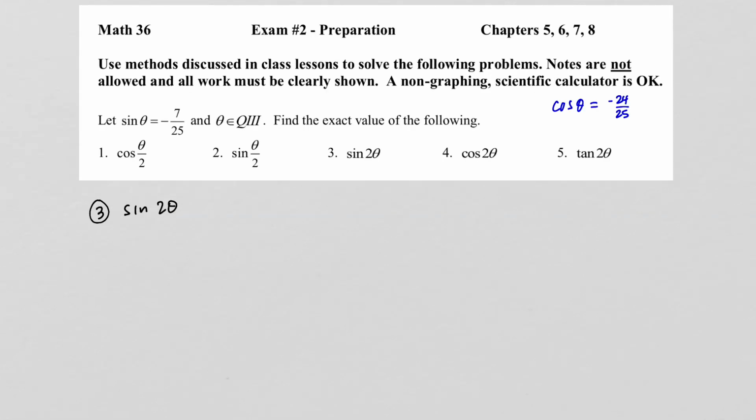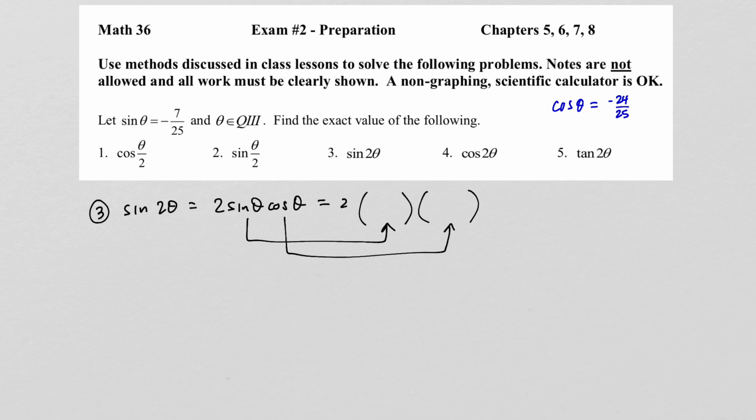For the third problem, sine of 2 theta has an identity, and it is 2 times the sine of theta times the cosine of theta. This is a double angle identity. And all we have to do here is fill in the values of sine of theta and cosine of theta. And we know these values. Sine of theta was given to be negative 7 over 25, and cosine of theta we found to be negative 24 over 25. And so all that is left to do here is to multiply.